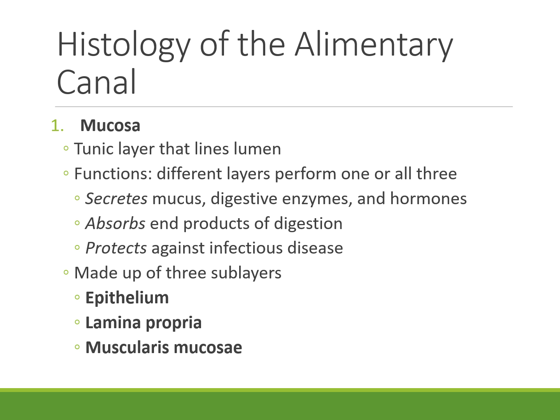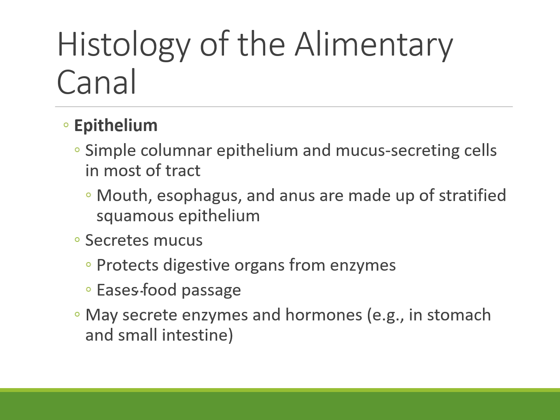propria, and a very, very scant layer of muscle called the muscularis mucosa. So the epithelium is simple columnar. It has mucus-secreting cells in most of the tracts. So the mouth, the esophagus, and the anus are made of stratified squamous epithelium rather than simple, again, reflecting the nature of abrasion in those areas. They secrete mucus that protects the digestive organs from the enzymes. It helps to ease the food passage. And they may also secrete enzymes and hormones, for example, in the stomach and the small intestine.